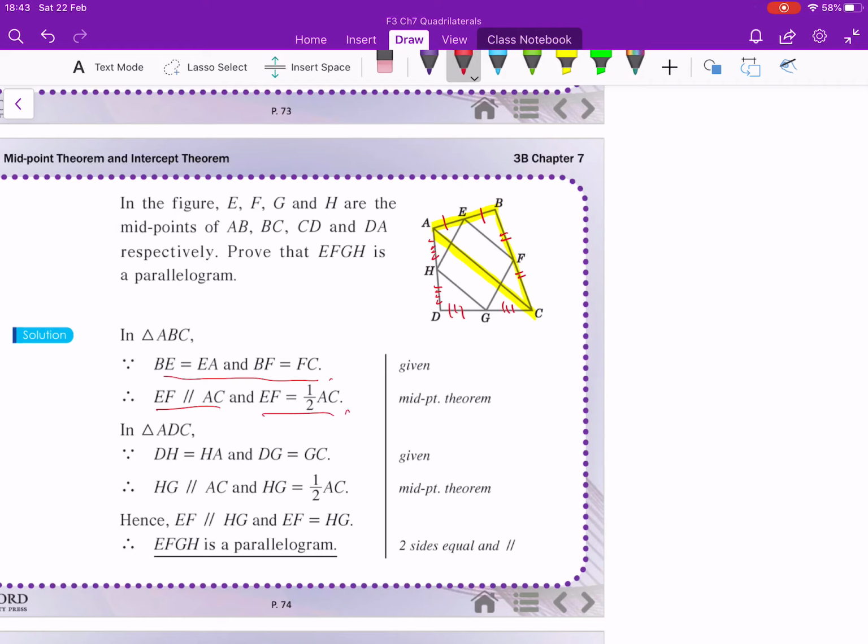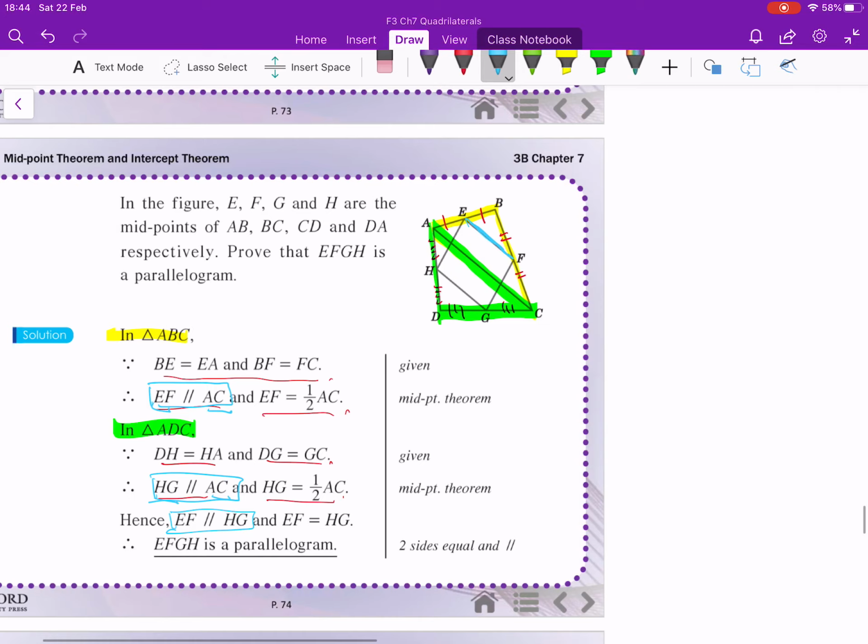And then the second part, you may focus on the green one, this triangle. Okay, in this triangle, H and G are also the midpoints mentioned here. And then by the midpoint theorem, you have two results: parallel and also the length. So now, try to combine the results. If you combine these two results, you can see that EF is parallel to AC and AC is parallel to HG. So you get EF parallel to HG directly.